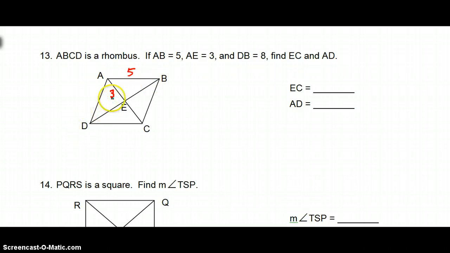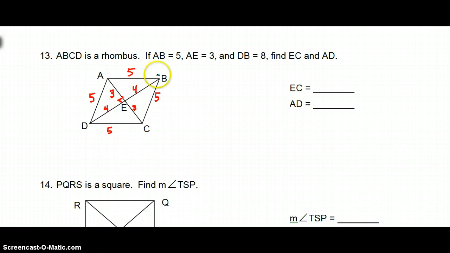Well, when I know that these are bisected, I just put half here and half here. Okay, and I can also put 3 here. And since it's a rhombus, I know all the outsides are equal. So I put those there. And let's put a right angle in the middle.